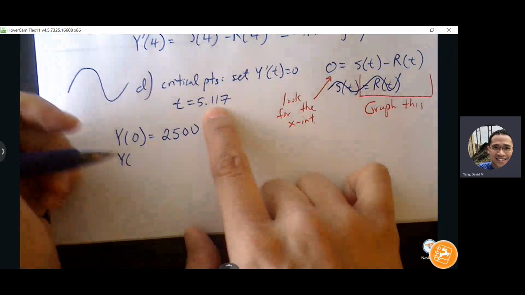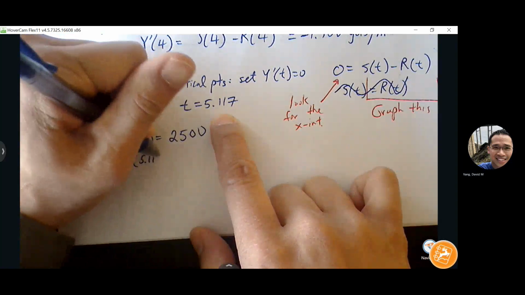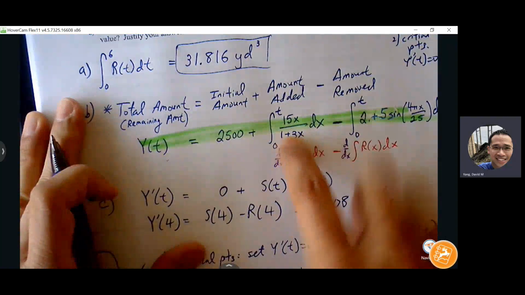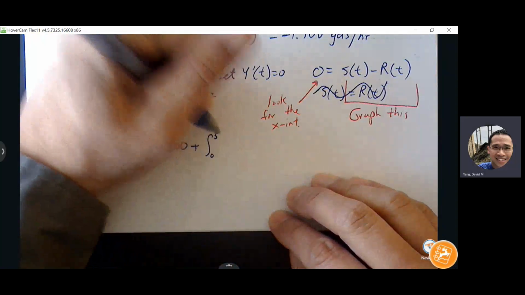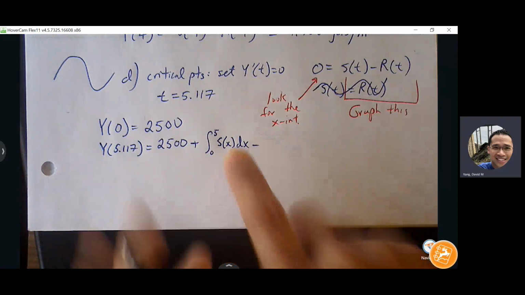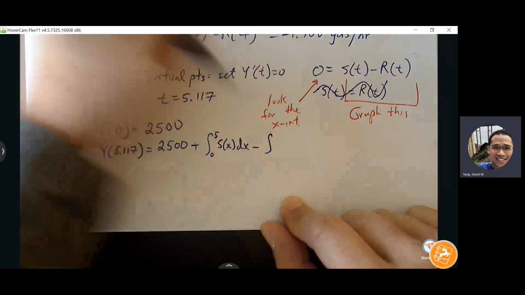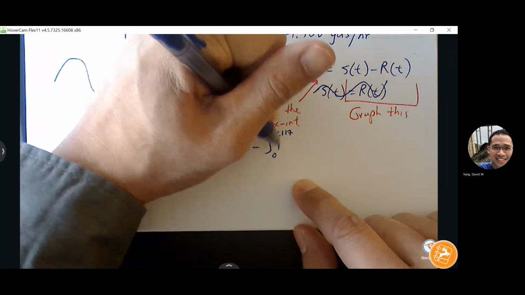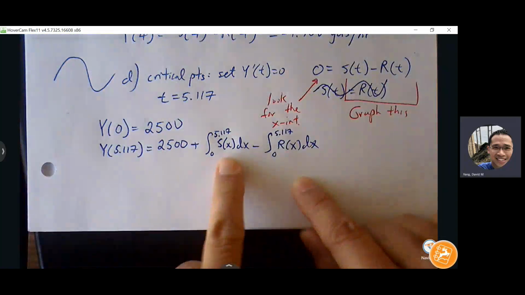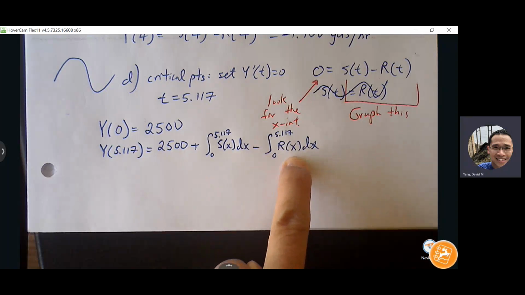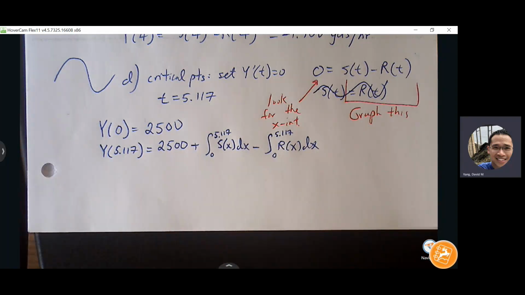So now let's find the critical point, 5.117. We want to include 2,500 plus however much is added in that time interval, so from 0 to 5. I'm going to go back and just call it S of X so I don't have to keep writing it, but my calculator will do all that work for me. Minus the integral, sorry, 5.117. So this is going to tell me how much sand has been added to the beach in the 5-hour period. I'm going to subtract however much sand is being removed in that 5-hour period, and then add it on to how much sand there is to begin with.